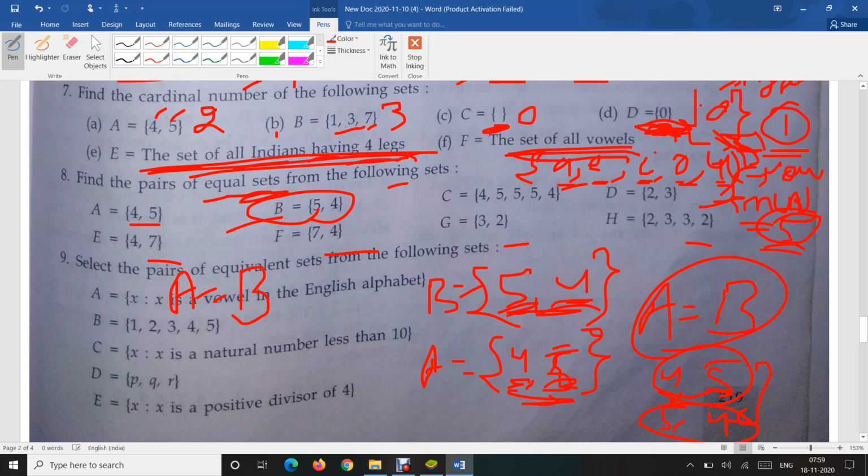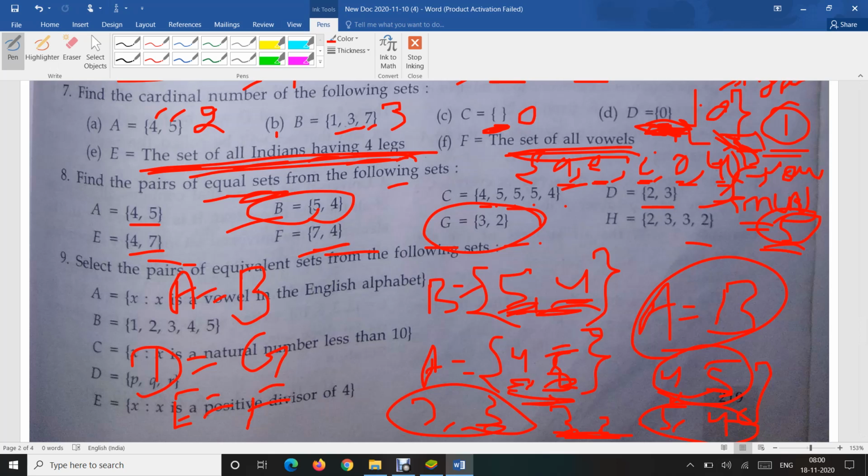Now no other set is equal to A and B. Now C is {4, 5, 5, 5, 4}. You have to see whether it appears anywhere. No. {2, 3}: is it anywhere? {3, 2}. That means set D is equal to set G. It doesn't matter whether it is 2, 3 or 3, 2. Order doesn't matter here, only the elements matter. Okay, {4, 7} and {7, 4}. That means E is equal to F. Hope you understand this also. This is the answer for question number 8.